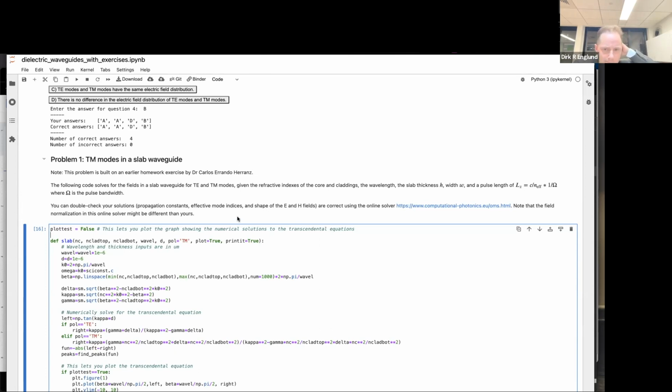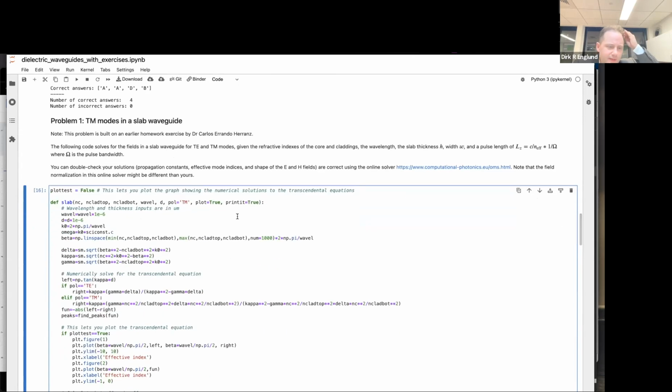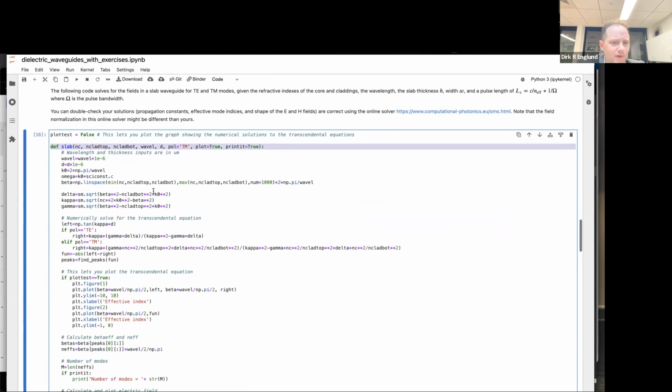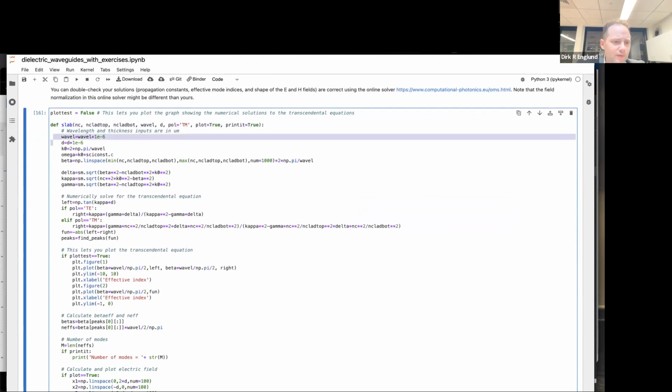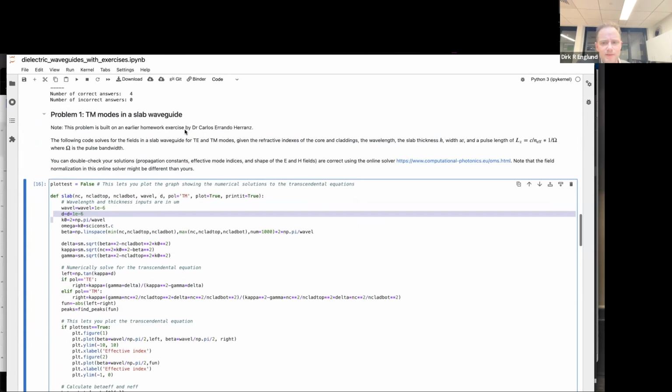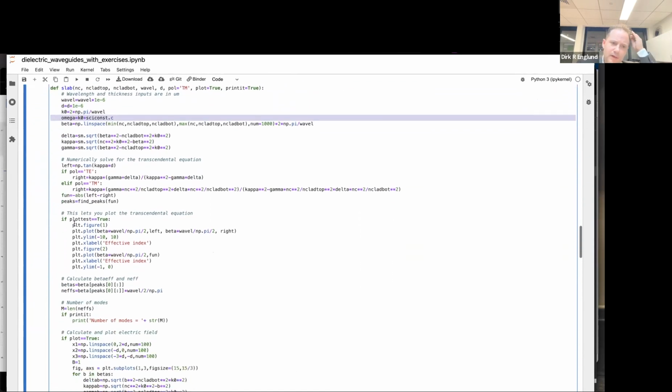Okay, so the way that I'm approaching this here is, we first define the function slab here, which has inputs of the physical constants: the wavelength, the dimension, the width of the waveguide, which again D is equal to W here. So D here is in units of microns.